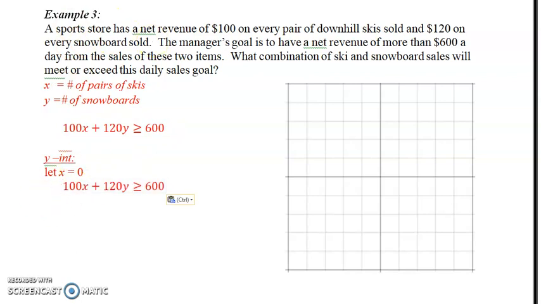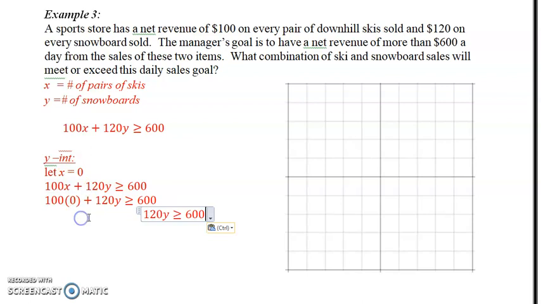Everywhere we see x, we put in 0. That'll leave it 120y. And again, you don't need the inequality here. Sometimes I'll forget that. It's not a big deal. You're finding x and y intercepts, so you can switch to an equation for now. And that'll allow you to get y equal to 5, dividing both sides by 120. All right, y is equal to 5. So our y-intercept is 0 and 5. Okay?